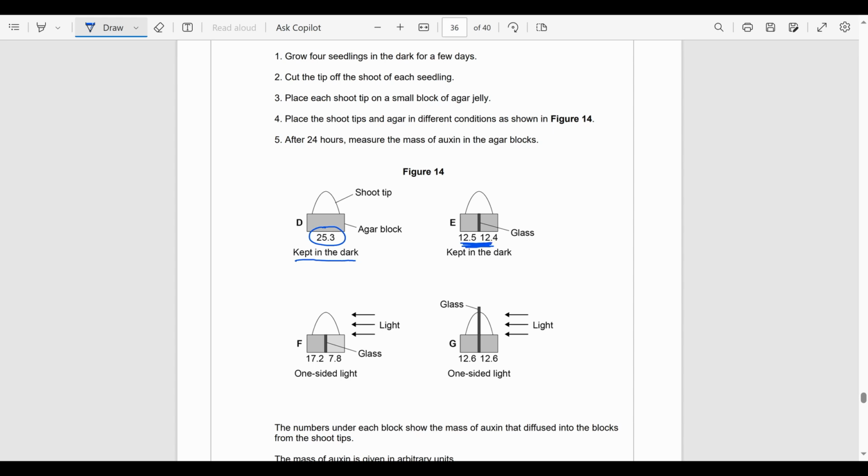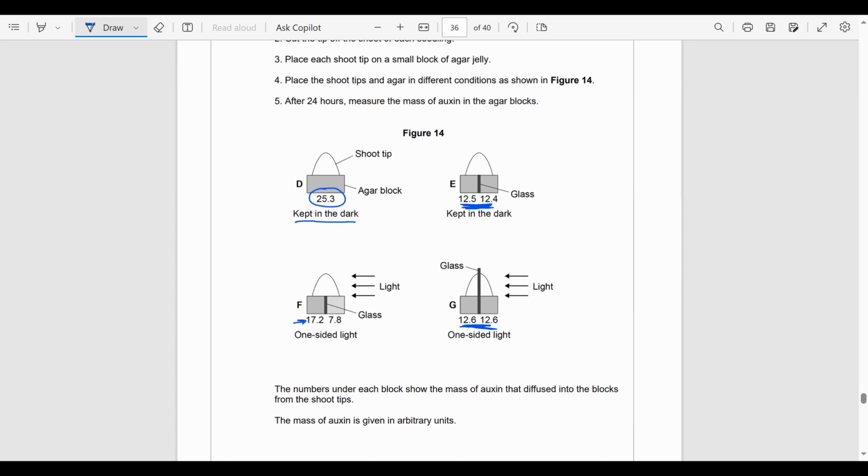F has light shining on one side, and we can see again the glass is put in between the block. We've got more of the auxin on the side away from the light. And then G, glass is now put in between the shoot tip. Light on one side again, and then we've got equal amounts of auxin on both sides. The numbers on each block show the mass of auxin that diffused into the blocks from the shoot tips. The mass of auxin is given in arbitrary units.